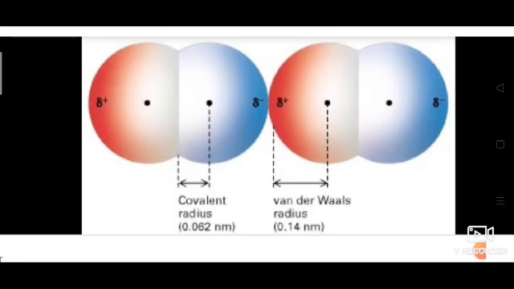how will you calculate the effective nuclear charge? Z effective nuclear charge is atomic number minus core electrons. What do you mean by core electrons? Inner shell electrons are known as core electrons. So sigma is the shielding or screening constant.